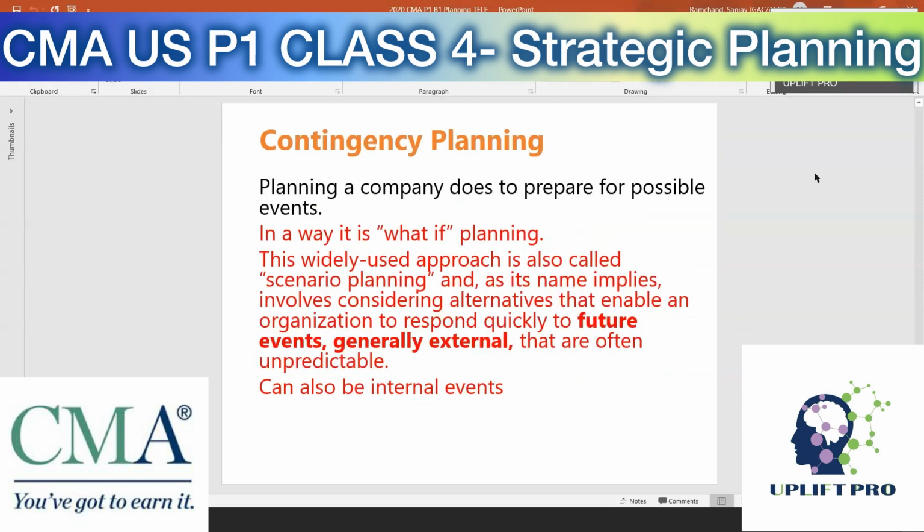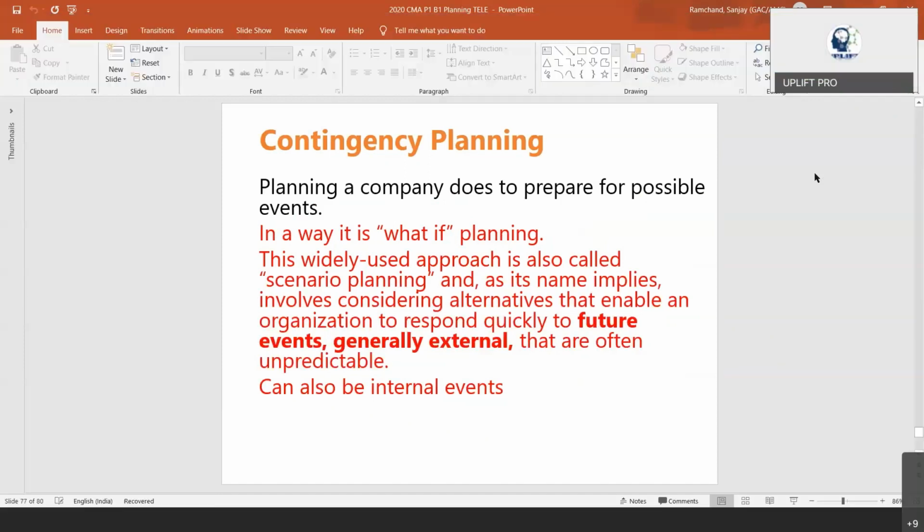So it is to ensure that if an unknown event happens, how would you respond to it? How would you mitigate that event, and how would you ensure that your business does not suffer? You don't shut down, but you continue to operate. So COVID is a good example. How did the companies adapt to COVID? They started work from home, they ramped up the technology. All this is contingency planning.